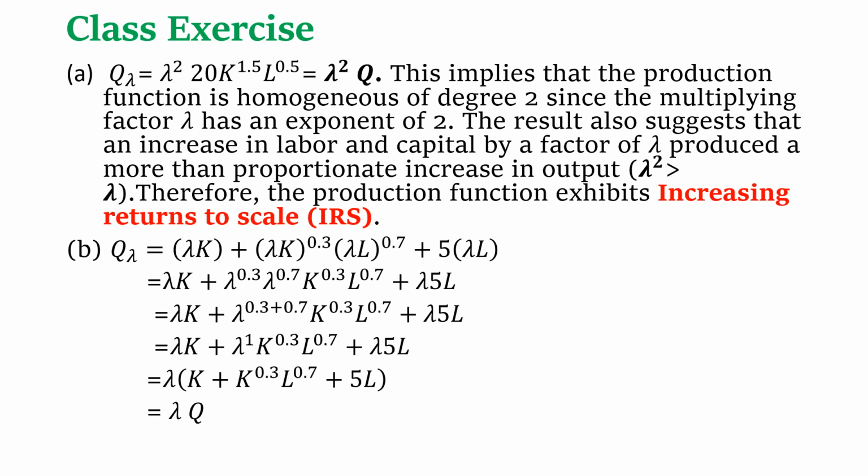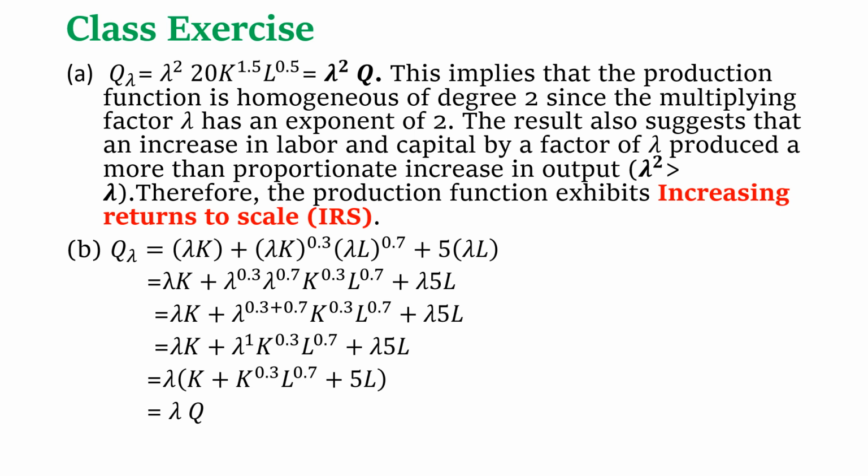Now, you see we have lambda square here, right? But how did we increase the inputs here? By just lambda. And then we ended up getting an output that increased by lambda square, right? It increases by lambda square. So that means the returns to scale here is increasing, okay? So the production function exhibits increasing returns to scale. Now let us look at B here.